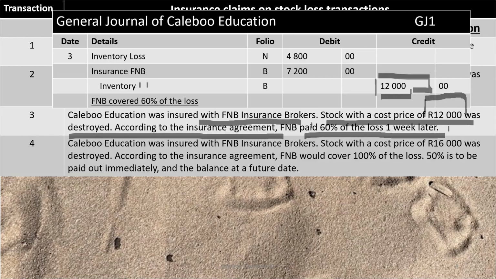FNB Insurance is going to pay 60% of the 12,000, which is 7,200. Accounts receivable, increase in assets. So the loss was the difference between the 12,000 less the 60%. So 40% is a loss, which is 4,800. It's debited because that's an increase in expense. FNB covered 60% of the loss, and they're going to pay us at a future date.